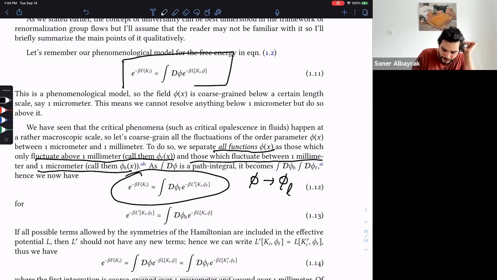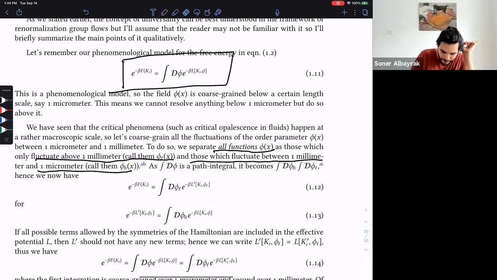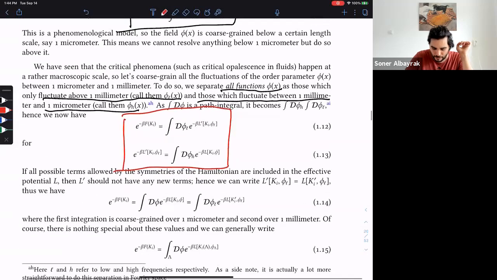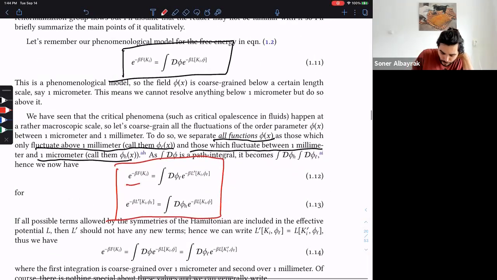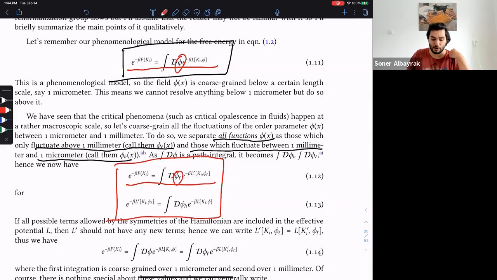there's nothing fancy going on. I just write this as this. Now, you see, the first formula is almost the same as this one. It's just that instead of phi, which fluctuates above 1 micrometer, I have phi L, which fluctuates above 1 millimeter. And this lambda potential became L prime.